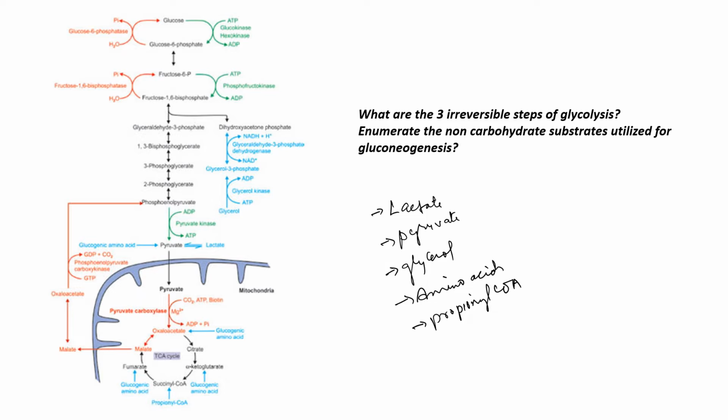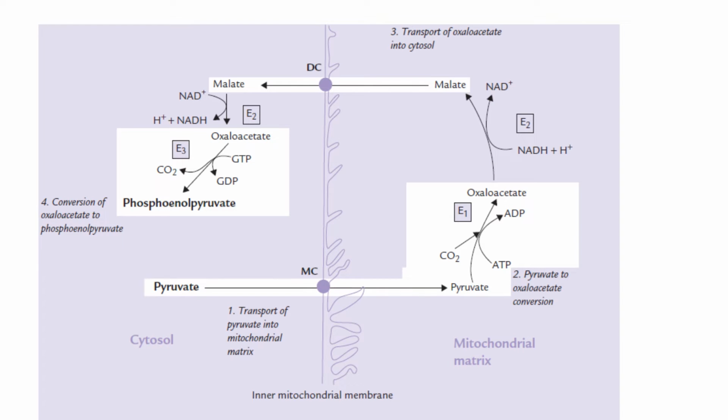So gluconeogenesis is not just a simple reversal of glycolysis. To overcome this, pyruvate cannot be converted to phosphoenol pyruvate directly. How this pyruvate can ultimately be converted to phosphoenol pyruvate, let us see the steps in detail in the next slide. Here we are going to see how this pyruvate is ultimately converted into phosphoenol pyruvate.